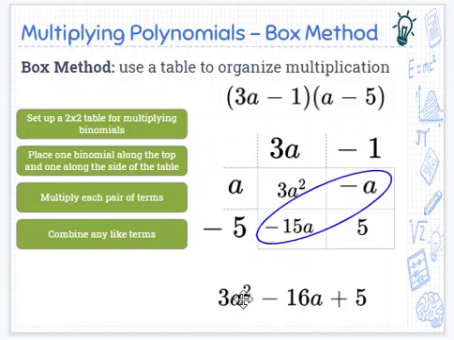Now the 3a squared, that term stays. The middle term, negative 15a minus one more a. So 15 negatives, one more negative joins the bunch. You have a grand total of negative 16a. And then 5, you don't see the sign, assume it's a positive. So the product of 3a minus 1 times a minus 5 is 3a squared minus 16a plus 5. And again, since there's no plus or minus sign between the two sets of parentheses, that's when we multiply.